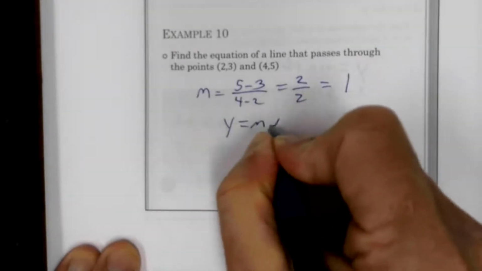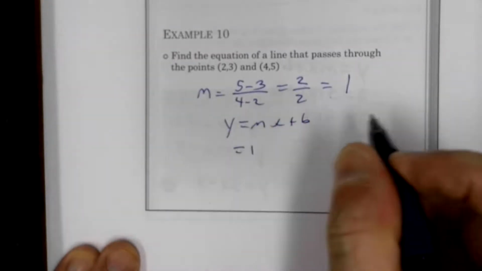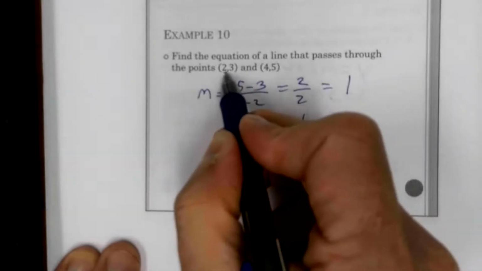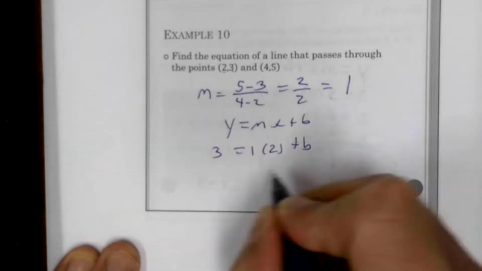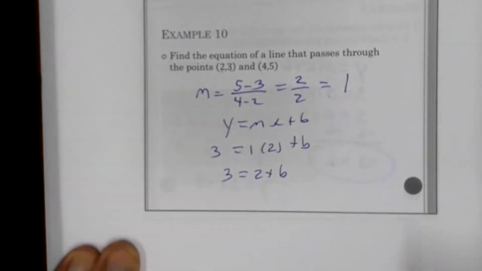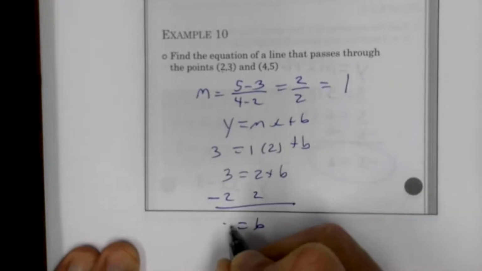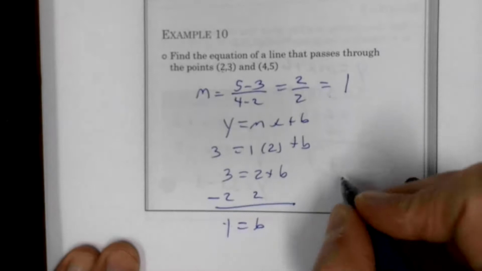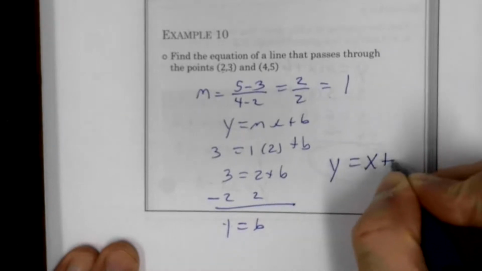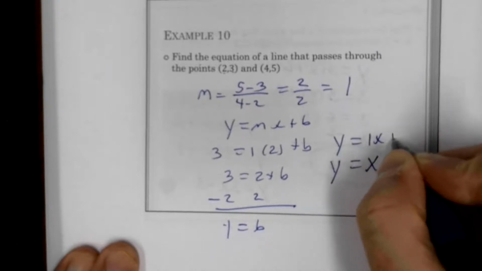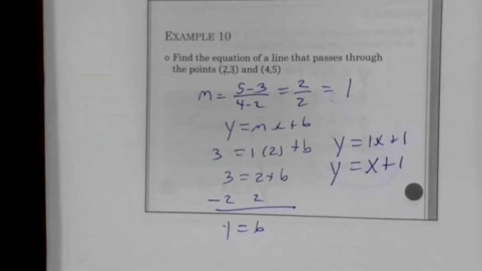So if you go back to the main equation, plug in 1 for slope, 2 for x, 3 for y. I get 3 equals 2 plus b. So if I find the intercept, it's 1. My slope is 1. So my equation is y equals x plus 1 or 1x plus 1. And again, you guys feel free to email me if you have any questions.